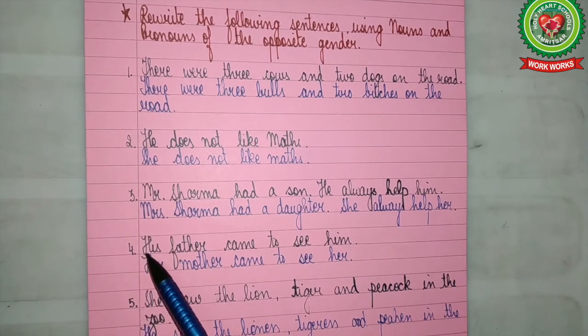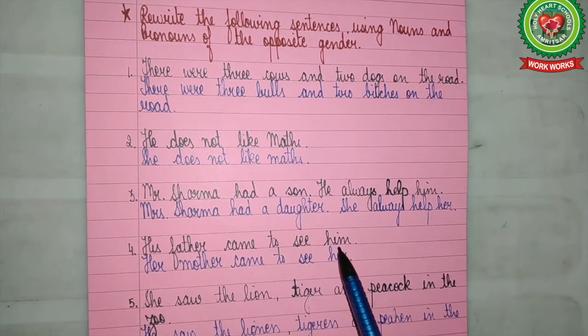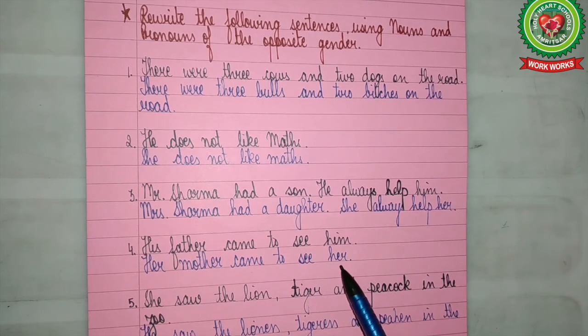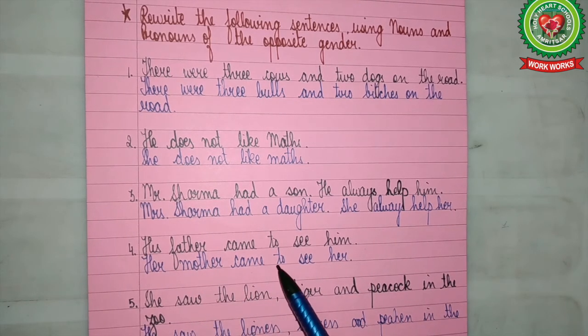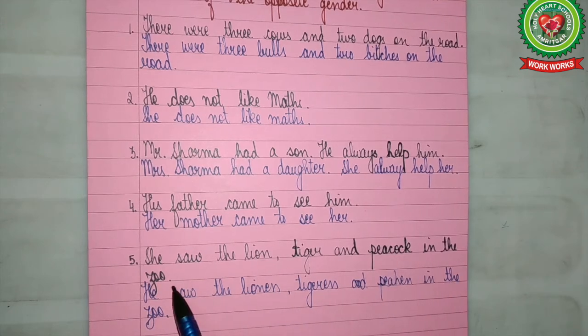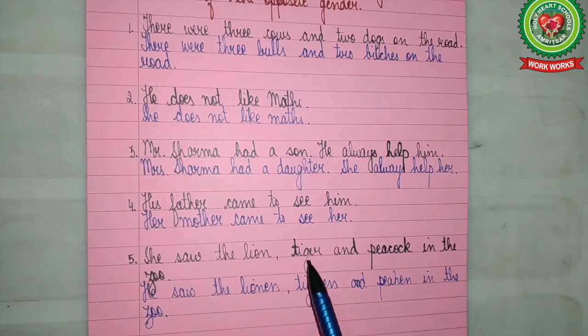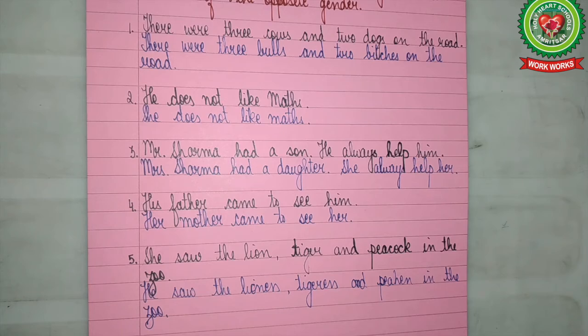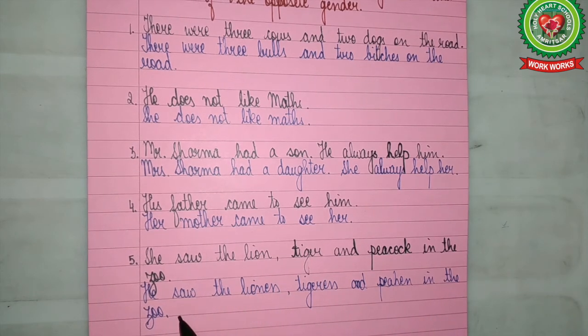The fourth is, his father came to see him. His changes to her, father changes to mother, and him changes to her. So the answer is, her mother came to see her. Number 5th, she saw the lion, tiger, and peacock in the zoo. She changes to he, lion changes to lioness, tiger changes to tigress, and peacock changes to peahen. So the answer is, he saw the lioness, tigress, and peahen in the zoo.